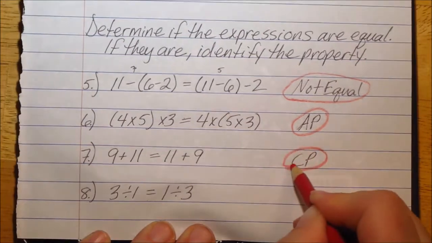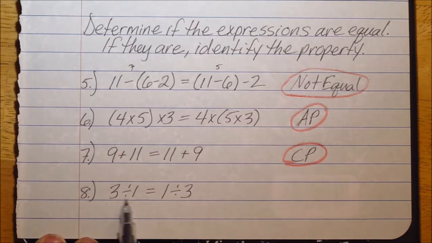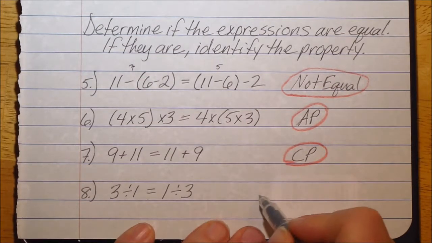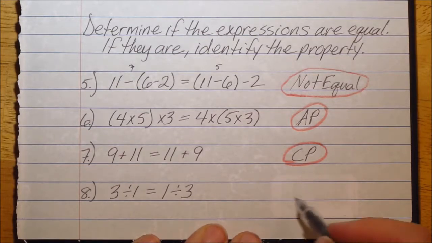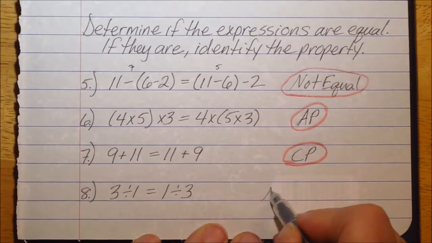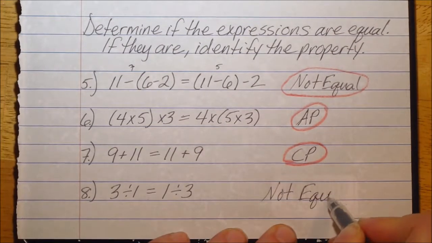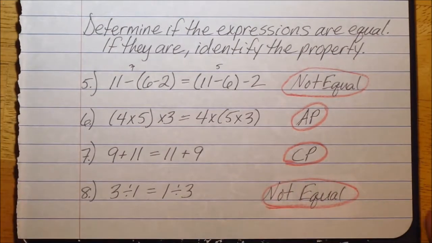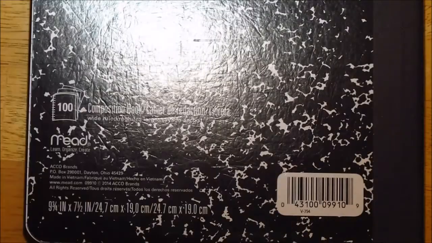All right, this one right here is division. I know that they cannot be equal. 3 divided by 1 is not the same thing as 1 divided by 3. And I know that neither the associative property or the commutative property can apply to this because they can only apply to addition and multiplication. So this one is not equal. All right, so that's your practice problems for lesson 1.5.